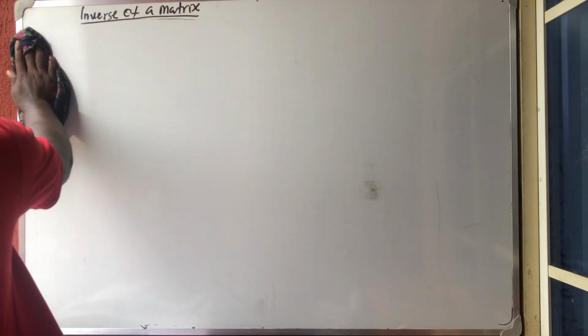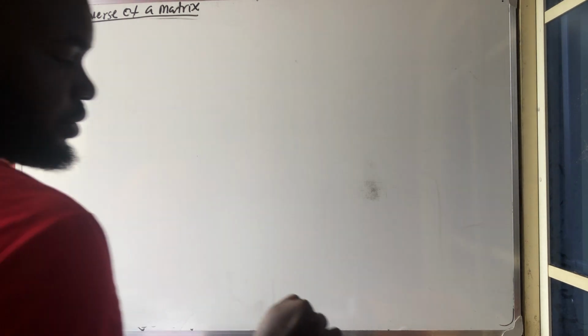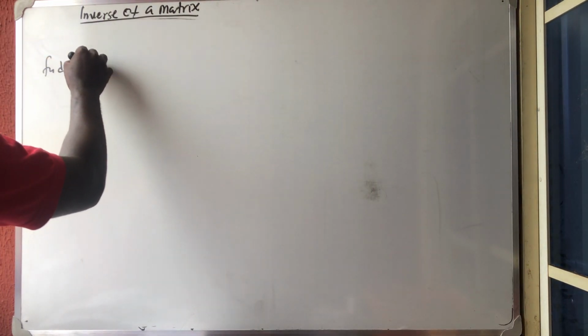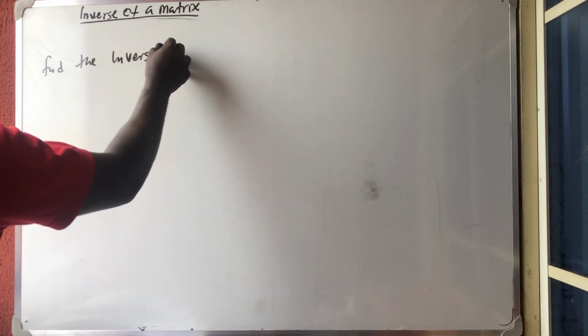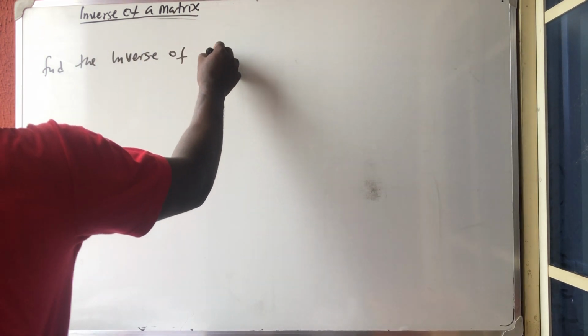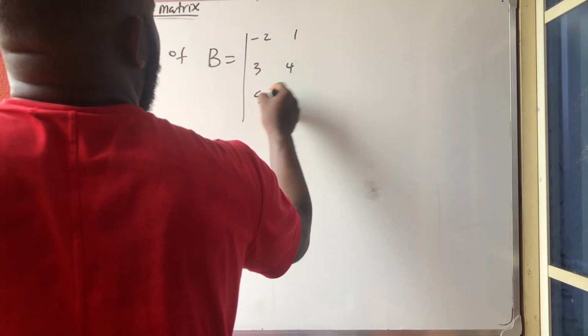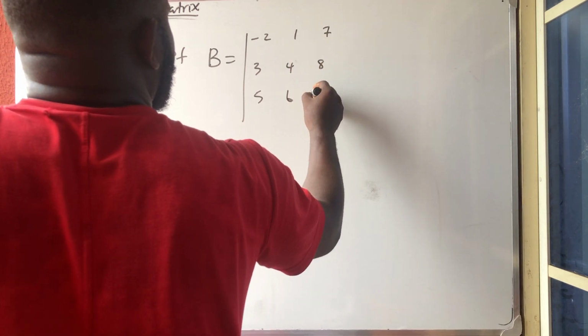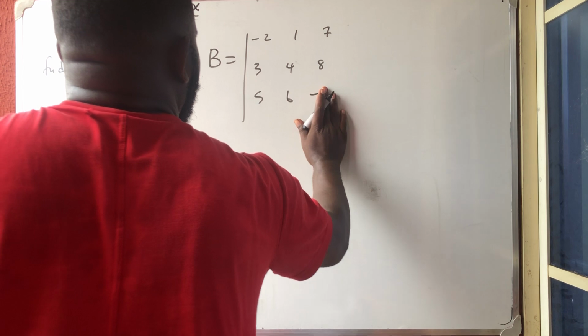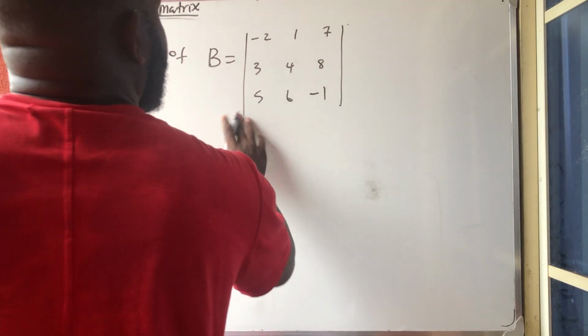So getting the determinant of a 2 by 2 matrix is very simple, and you can do it snappily. The next one we need to do is the determinant and inverse of a 3 by 3 matrix, and that will be your assignment. So find the inverse of B, which is equal to the matrix of minus 2, 1, 3, 4, 5, 6, 7, 8, minus 1, something like this. It's very, very simple to get.